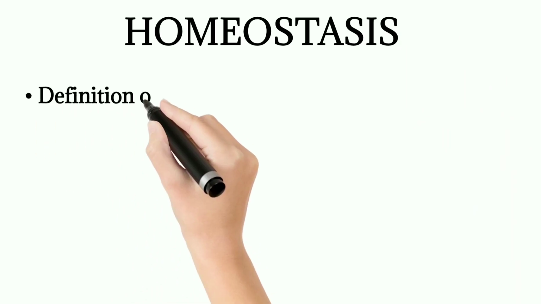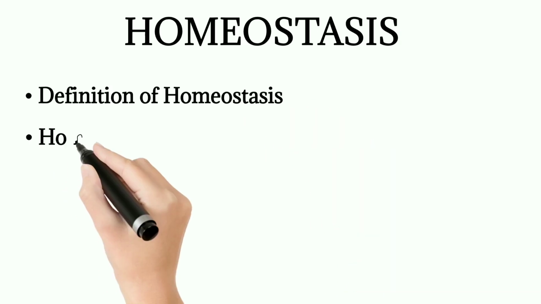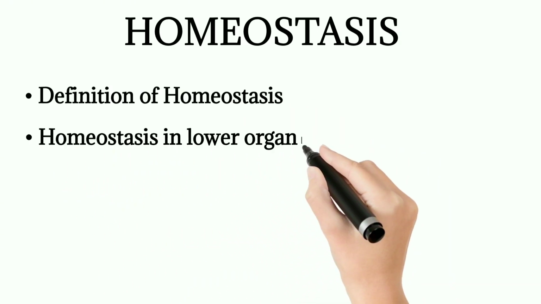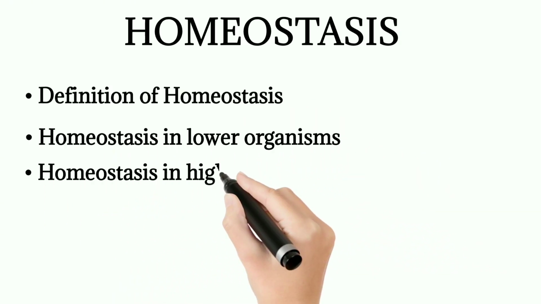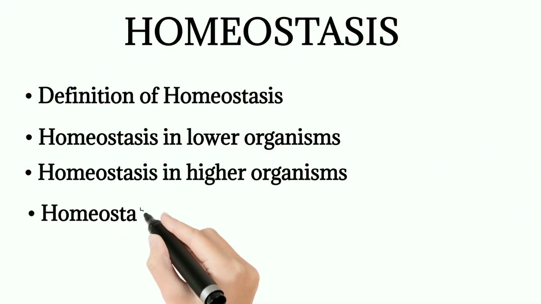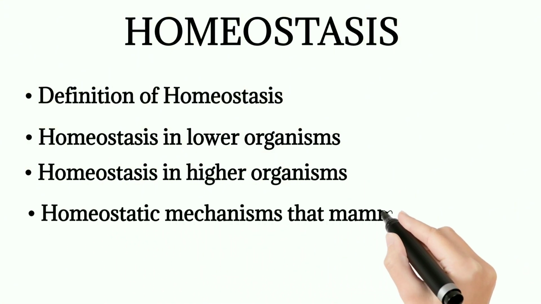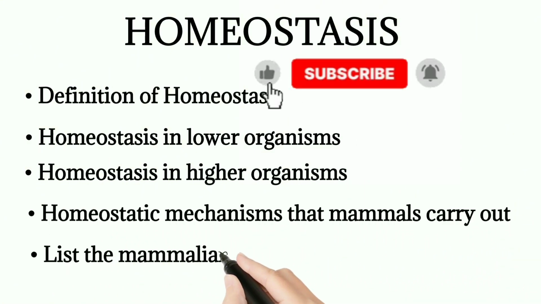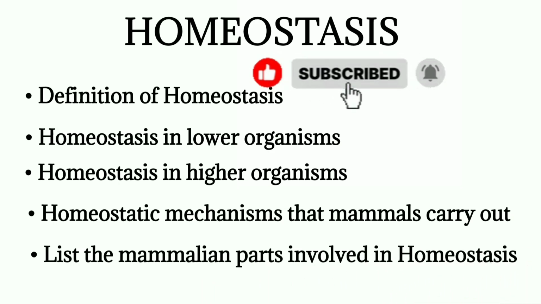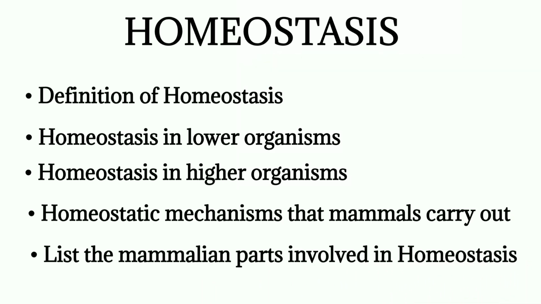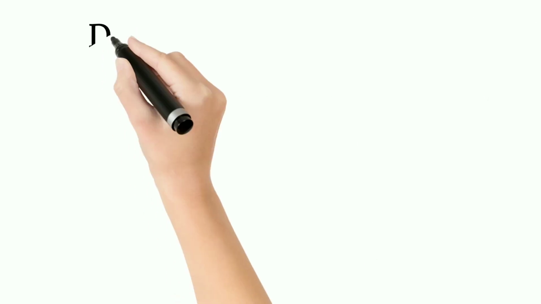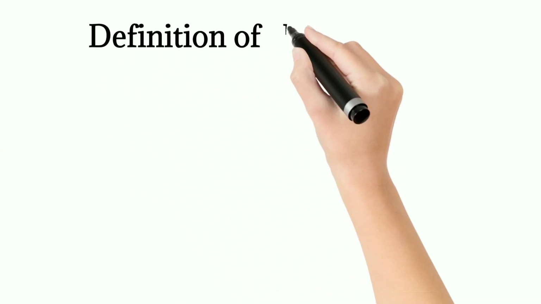Today we'll be looking at the topic homeostasis. Homeostasis is one of the characteristics of living things. So in this video, we are going to look at the definition of homeostasis. Then number 2, homeostasis in lower organisms. Number 3, homeostasis in higher organisms. Number 4, homeostatic mechanisms that mammals carry out. And last one, we are going to list the mammalian parts involved in homeostasis. Hope you have your writing materials.